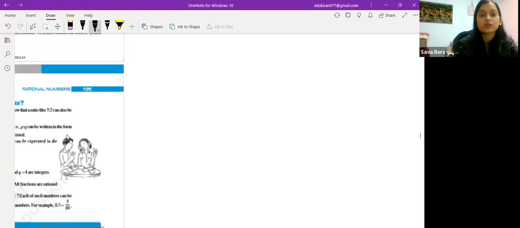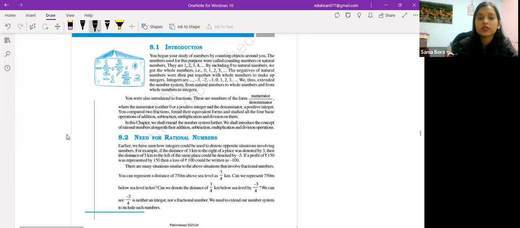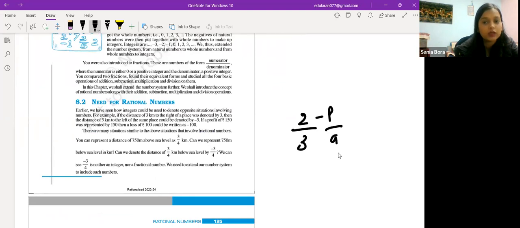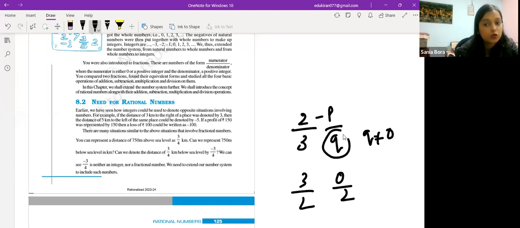Okay. So first of all, when this chapter comes to you, the first thing that comes to your mind is, what is a rational number, ma'am? Right? So rational numbers are basically like this, 2 upon 3. So they are always in the form of P upon Q. Right? But there is one condition, that this Q cannot be 0. Fine. Like it can be 3 upon 2, 0 upon 2, but this Q cannot be 0.